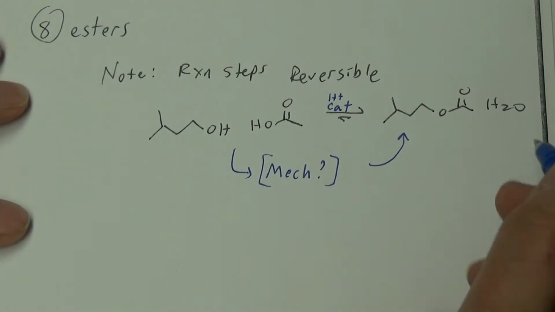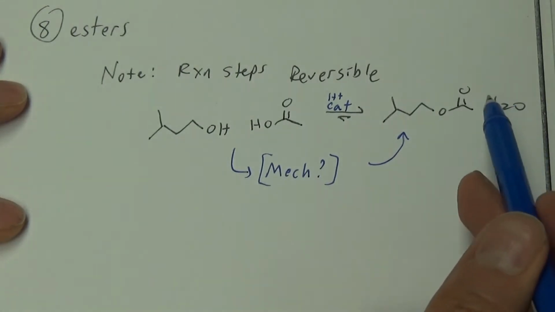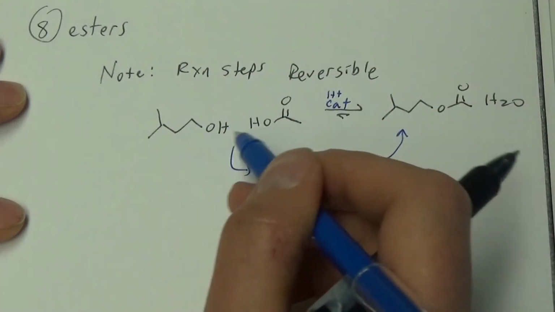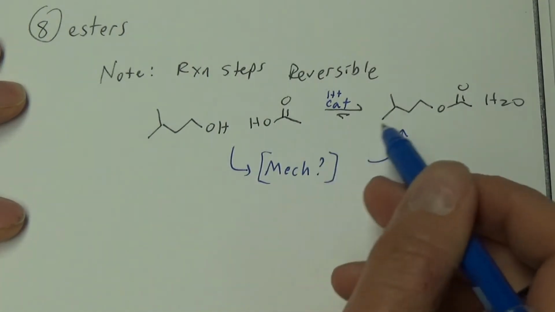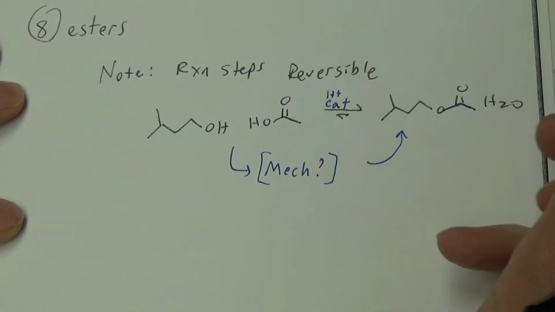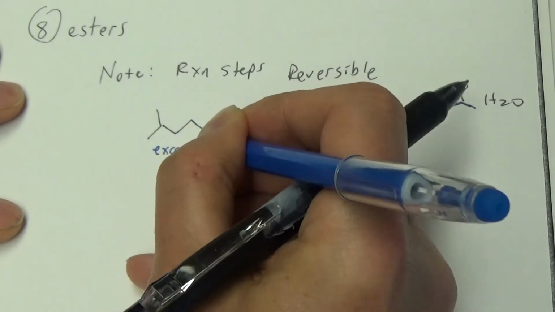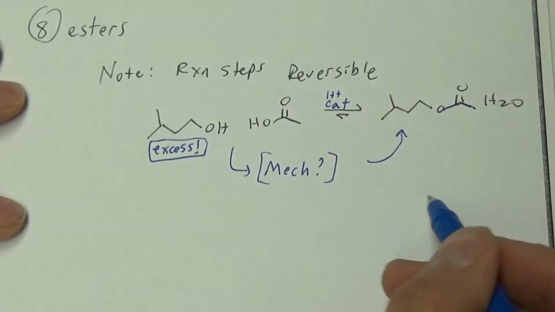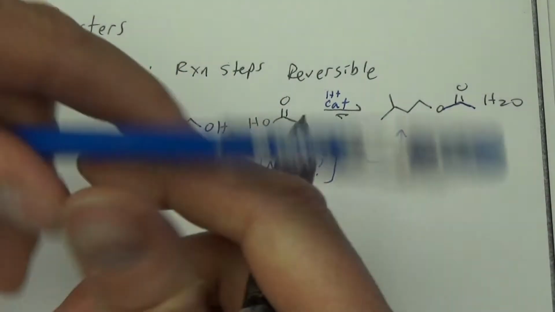And if we want to go through this equilibrium, and I want to force it to make the product, I would need to usually have excess of one of these two things, like either excess alcohol or excess carboxylic acid, and by Le Chatelier's principle, it'll force us to the product, right? So we'll just say excess alcohol, all right? We want to make an ester, so we use excess of one of these two reagents, right?